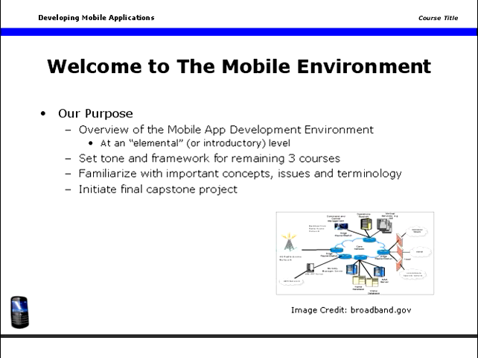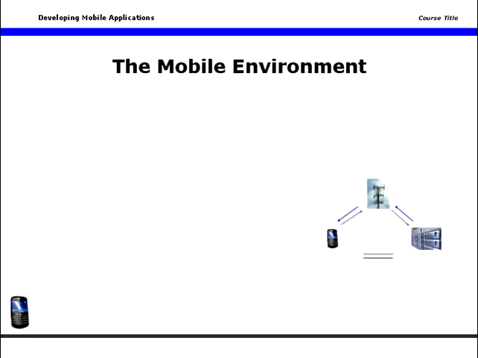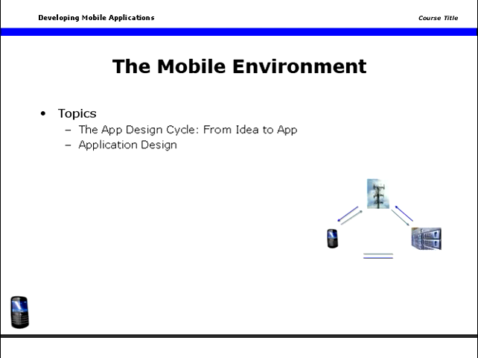Here are the key topics for the Mobile Environment course. We begin with the overall application development cycle. How do you take an idea and turn it into an app? From there, we'll dig deeper into the app development process, including application design, which involves visual design, your app's look and feel, information design, your app's flow and navigation, data design, how your app organizes, handles, and stores data.